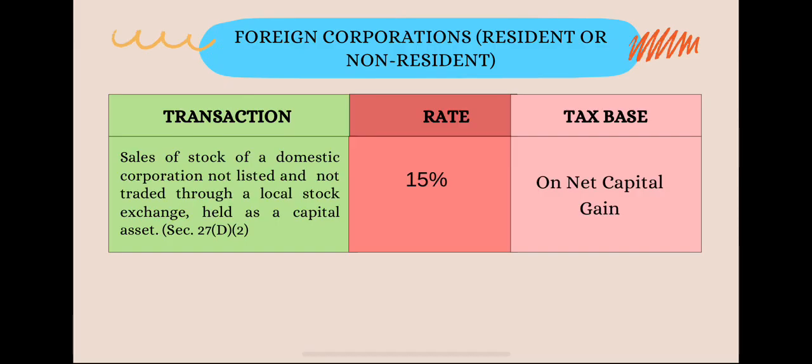Now, let's discuss foreign corporations, resident or non-resident, and we do have here transaction, rate, and tax base. Transaction, sales of stock of a domestic corporation not listed and not traded through a local stock exchange, held as a capital asset. So basically, the rate is 15% and tax base is the net capital gain. So basically, the capital gains tax rate has been increased to a flat rate of 15% regardless of the amount of the net capital gains.